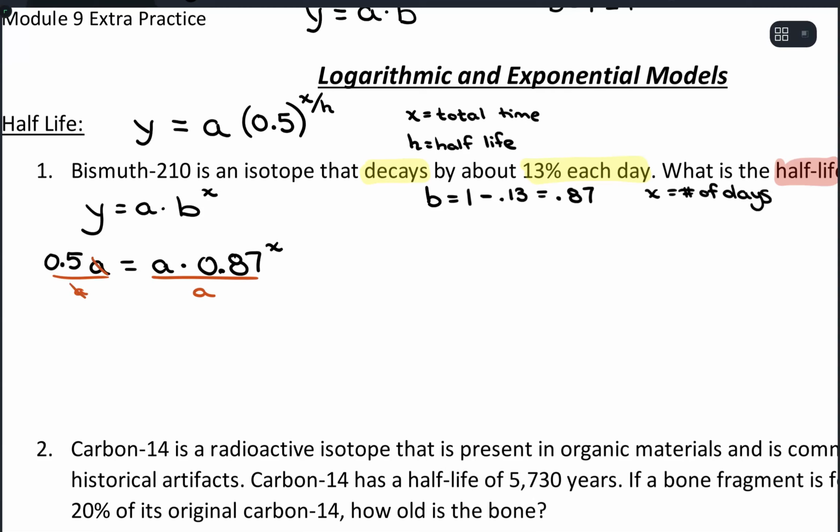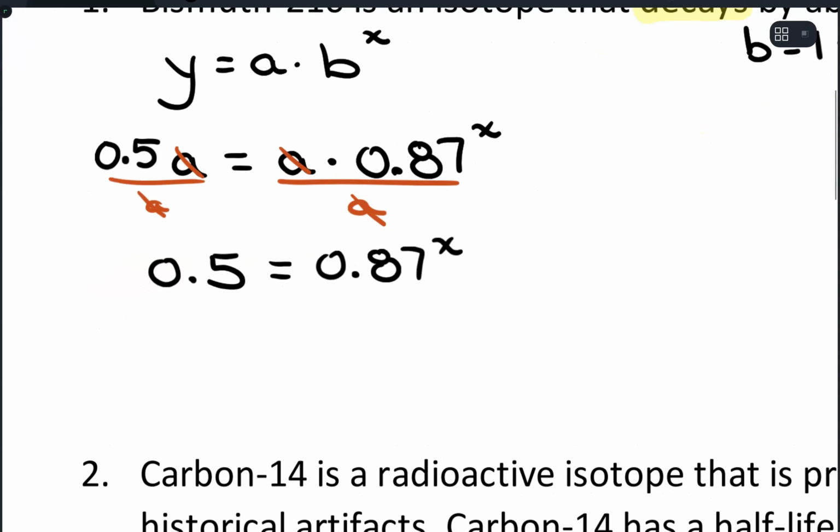So I'll get a to cancel out completely, which is perfect because then we just have one variable. So 1/2 is equal to 0.87 to the power of x, and I'm in a situation where I need to solve for an exponent. And as soon as I say that to myself, I'm getting little flags saying logarithms. Logarithms are what we need when we want to solve for an exponent. So what we have here is a value of 0.5, base of 0.87, exponent of x.